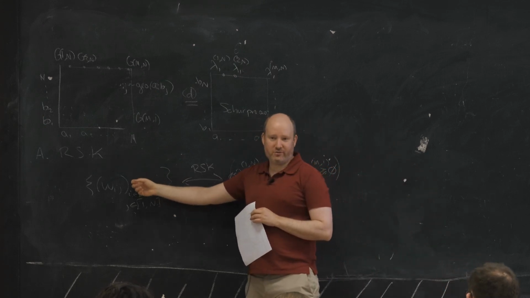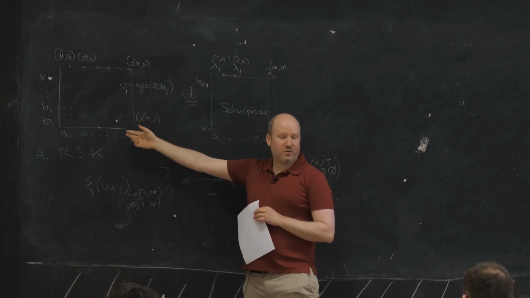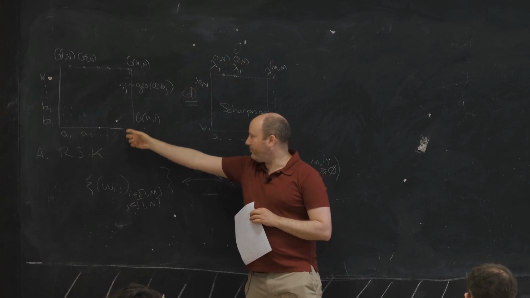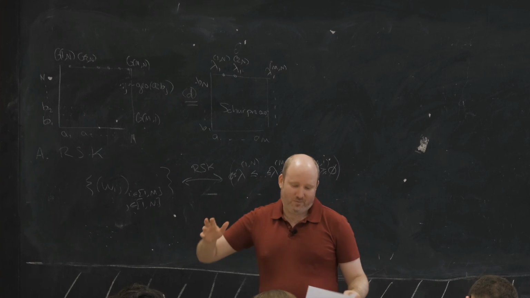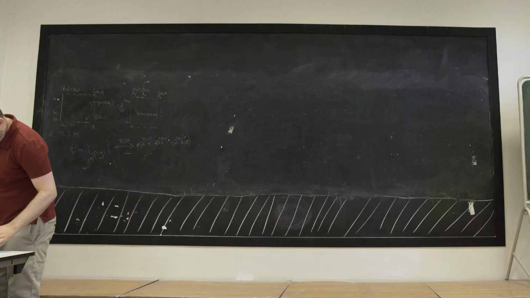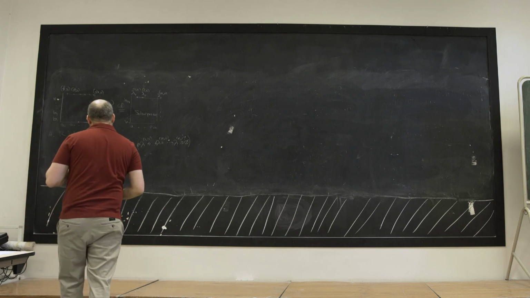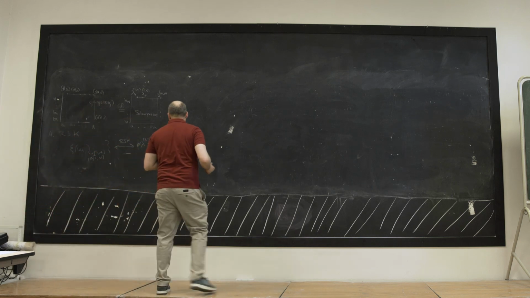in bijection with the support of the weights, the potential weights of this matrix. Okay? So obviously there might be many bijections, but I'm going to define the RSK. This will be a particular bijection. It will have a particularly nice property.